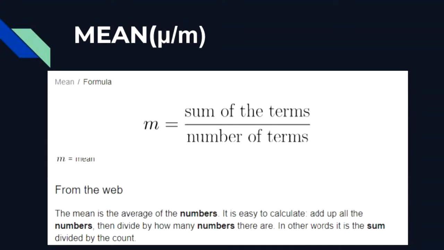The mean. The mean is the average of the numbers. It is easy to calculate. You just add up all the numbers or set of terms, then divide them by how many numbers there are. In other words, the mean, m, is the sum of the terms divided by the number of terms.